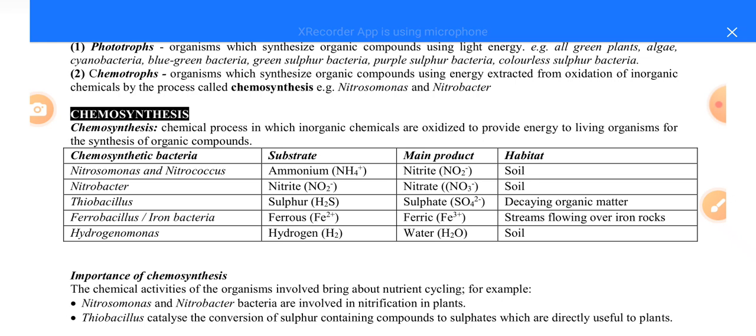Then the last one is the Hydrogenomonas. That bacteria works on hydrogen and converts it to water in the what? In the soil. Then from there, the question you will ask yourself is, is this process important? Is chemosynthesis important really? So let us look at it below there.